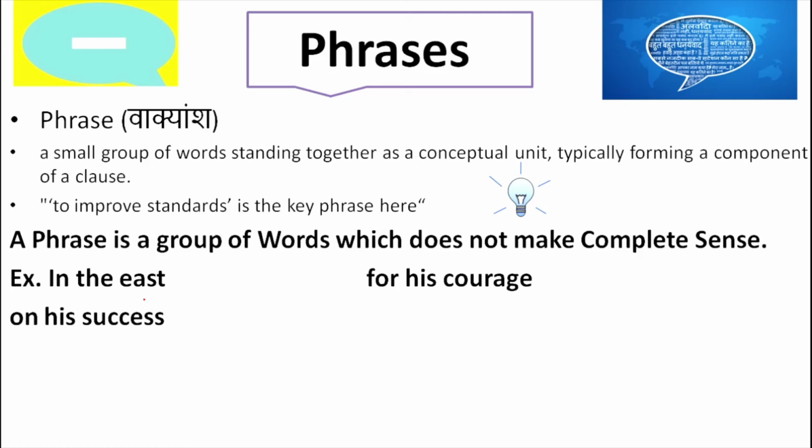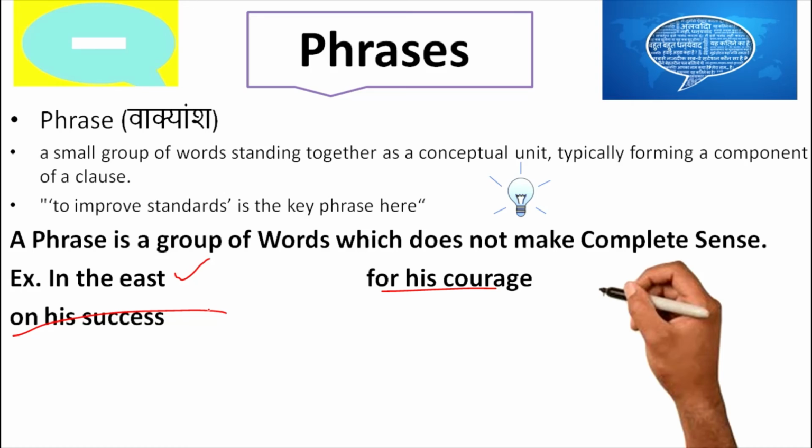Clauses make complete sense and phrases make incomplete sense, but both are groups of words. Examples of phrases are: in the east, for his courage, on his success. So these are examples of phrases.